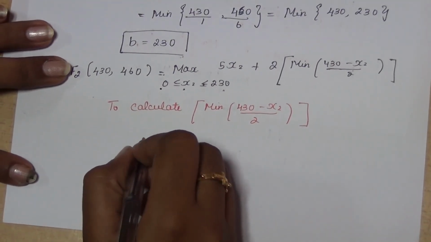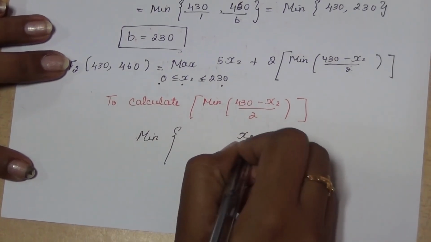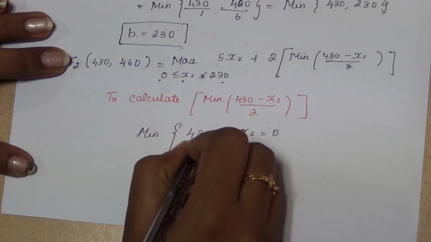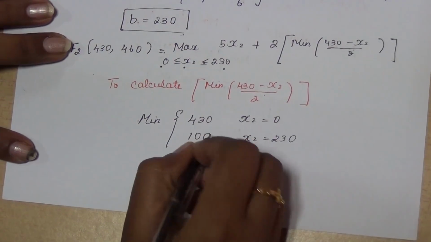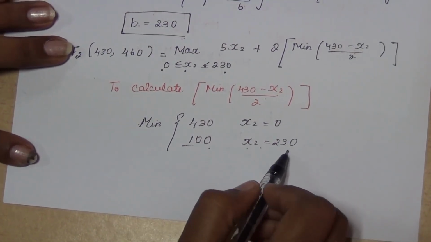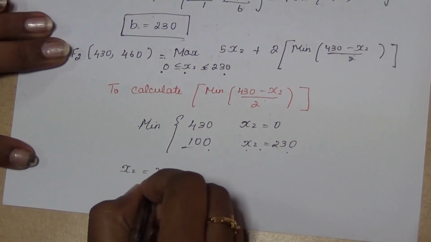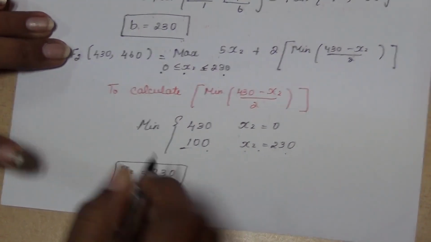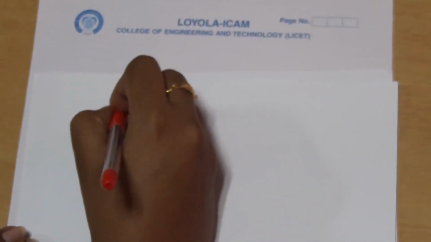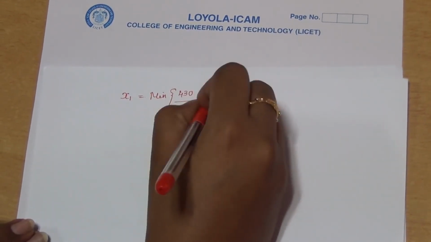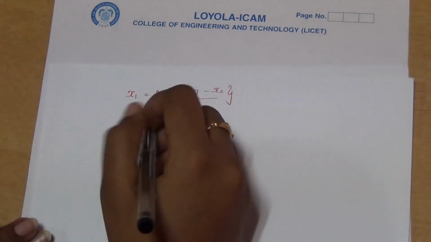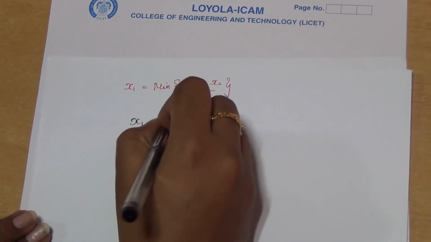This can be further simplified: when x2 is equal to 0, this value will be 430, and when x2 is 230, this results in 100. So the minimum value will be 100, for which the x2 value is 230. Therefore the x2 value will be 230. Using the x2 value, we can determine the x1 value. From the first stage, x1 will be the minimum of 430 minus x2 by 2. So substituting the x2 value results in x1 equals 100.